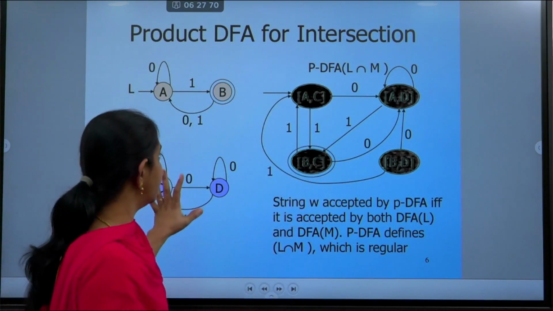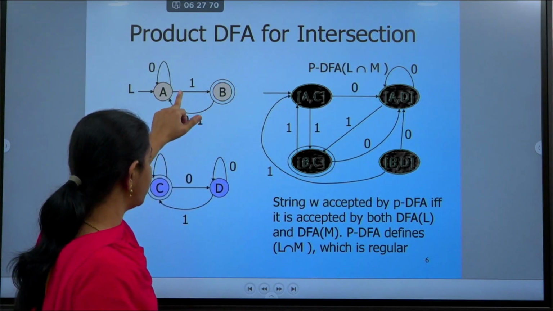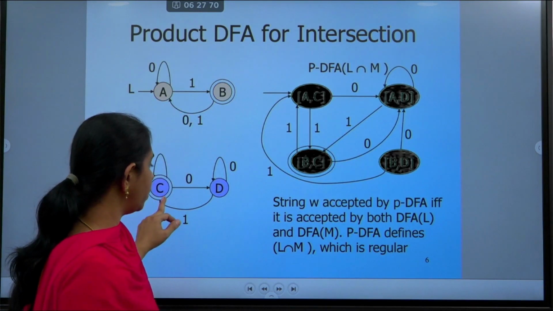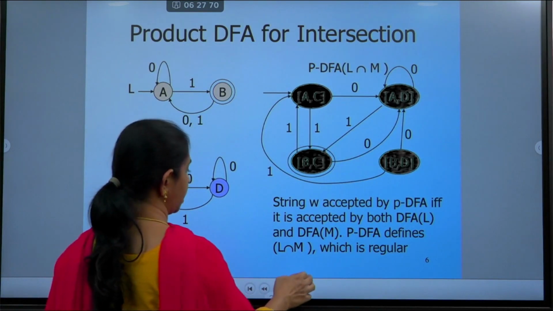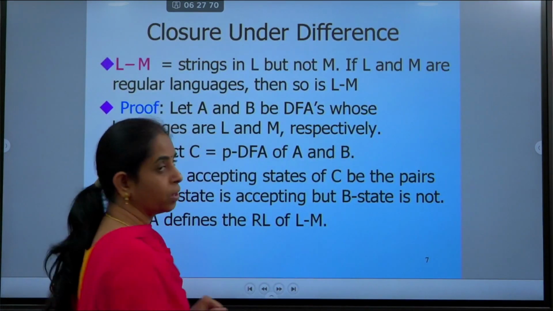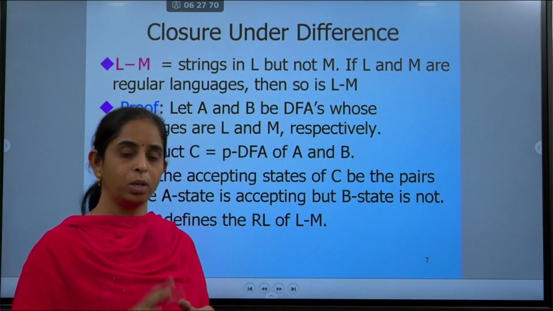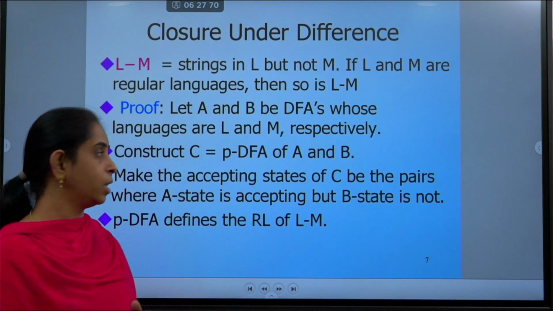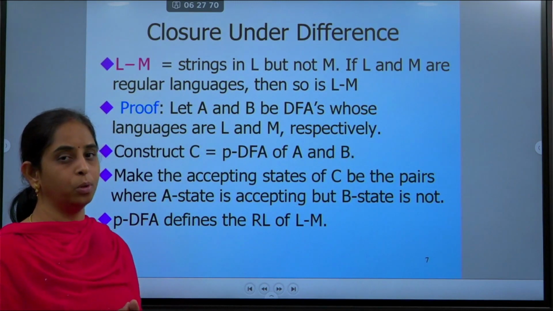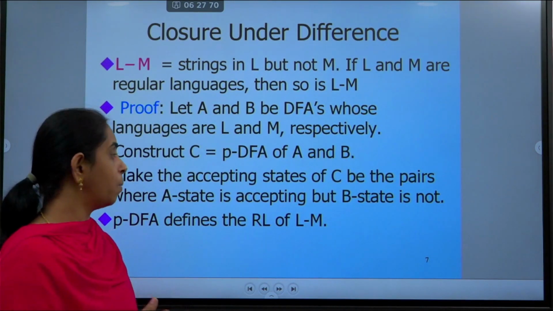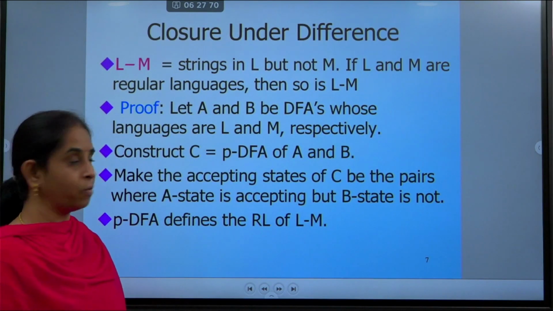Next we will take the DFA that is accepting by both DFAs of L and M. Here the language we have taken as L, and for the second DFA we have taken M. For the DFA that defines L intersection M, we have to check whether the language is regular. To check these we first take the DFAs, check which language each accepts, combine both for the union, take the common for the intersection, and check whether the language is under the regular languages or not.